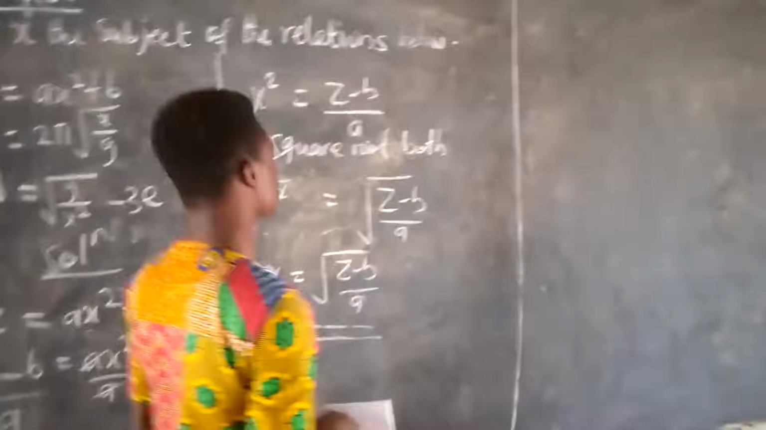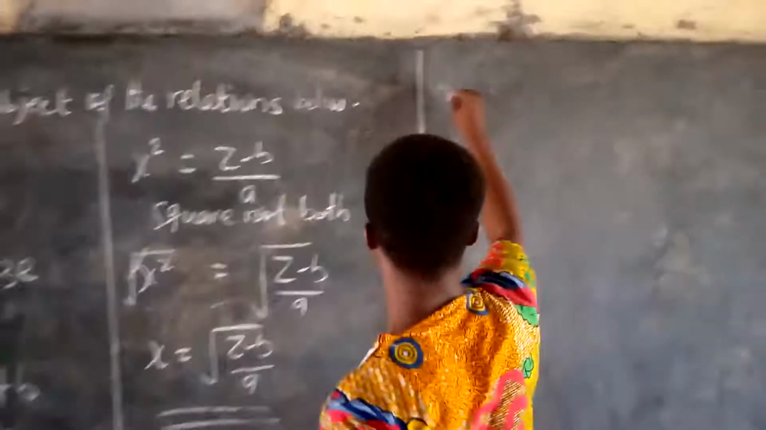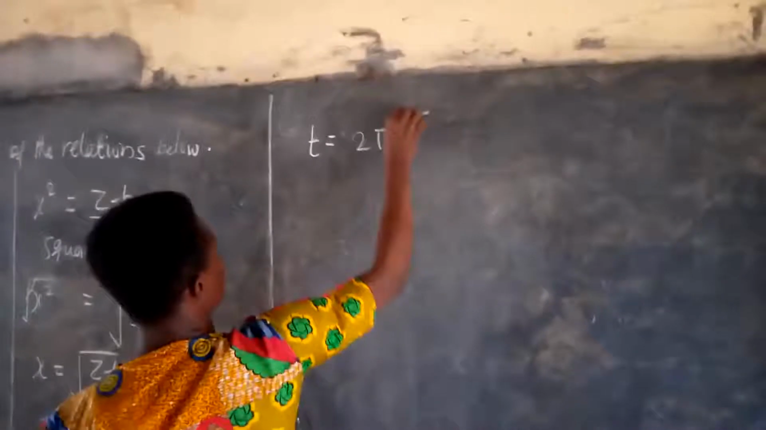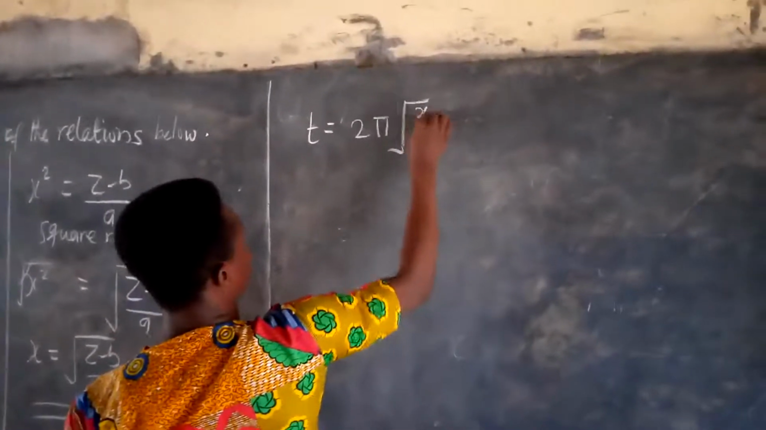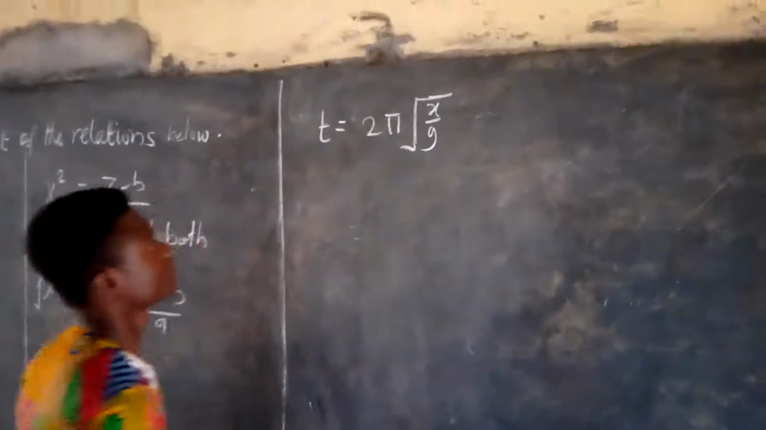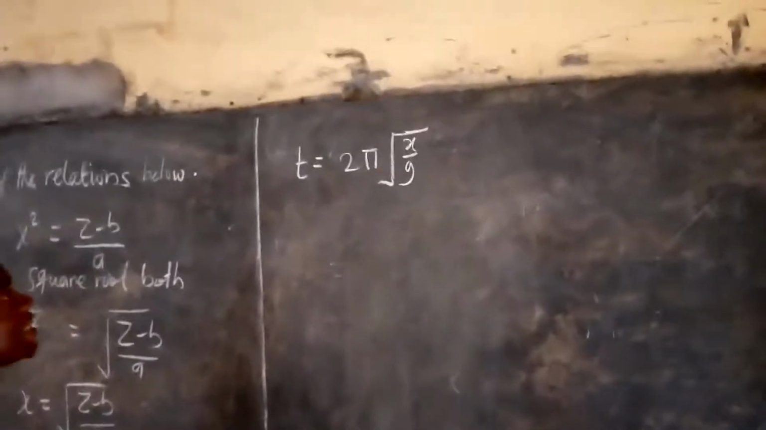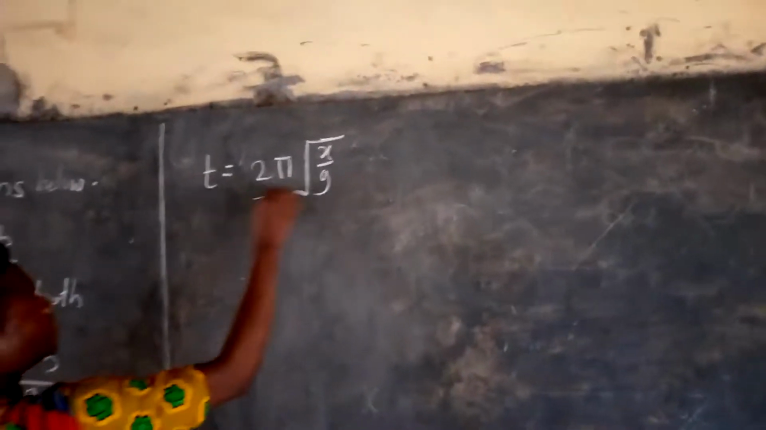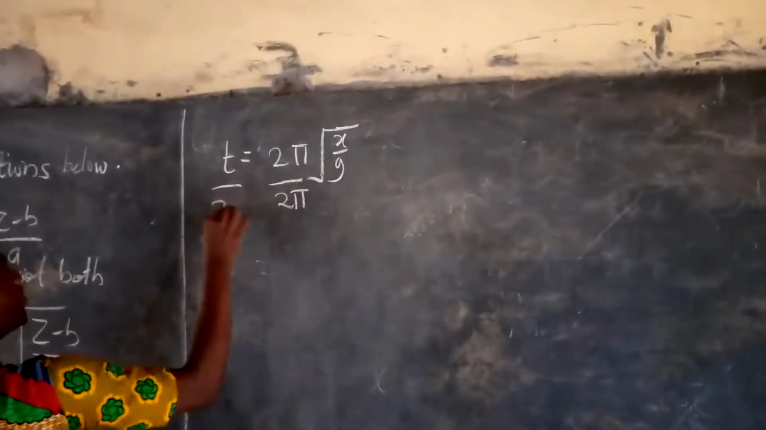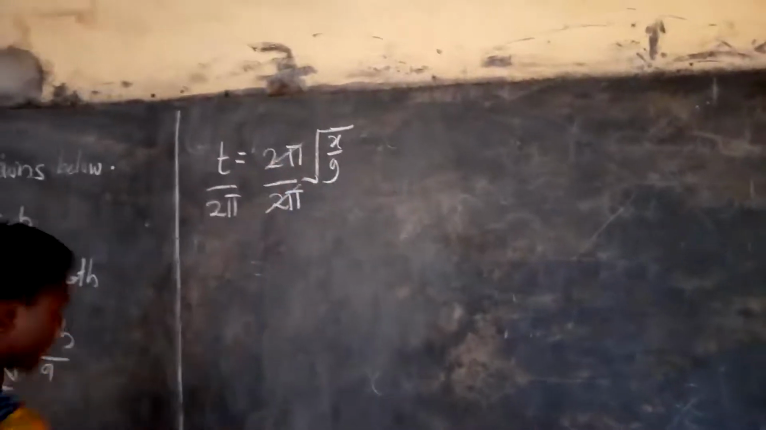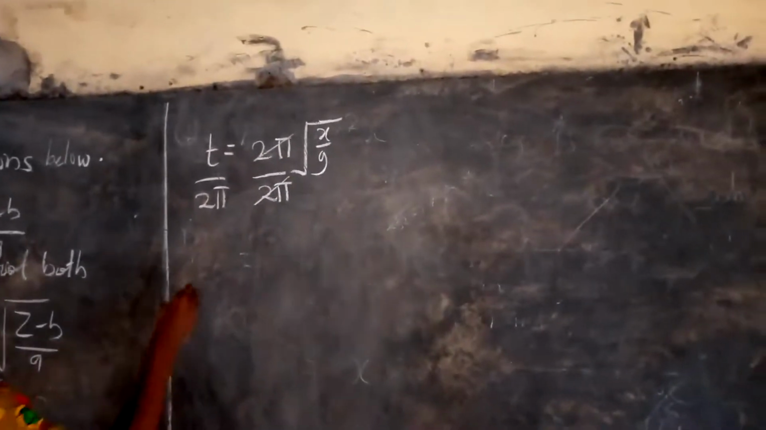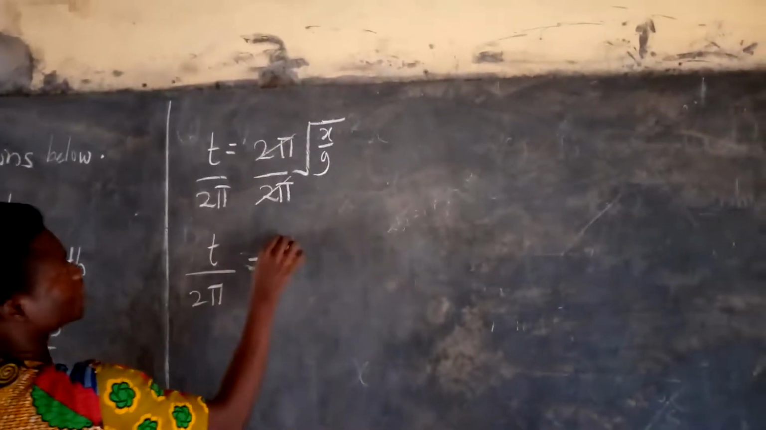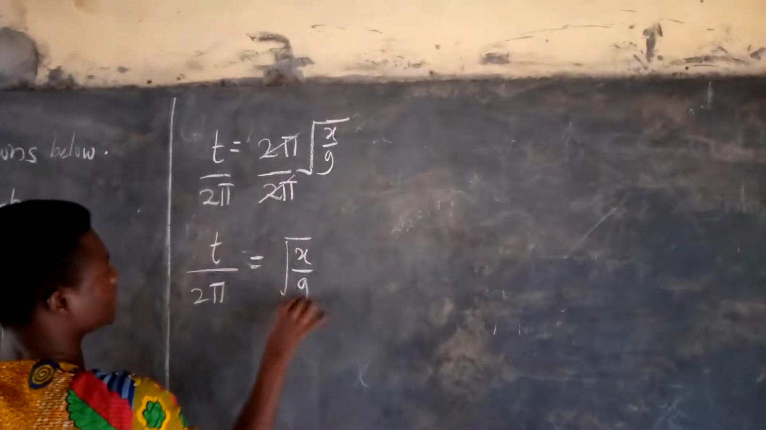Let's move on and solve question 2. Question 2 is t is equal to 2 pi root x on g. Because we want to make x the subject, first of all, let's divide both sides of the equation by 2 pi. This by 2 pi, this by 2 pi. 2 pi cancels 2 pi, and we are left with t over 2 pi is equal to root x on g.